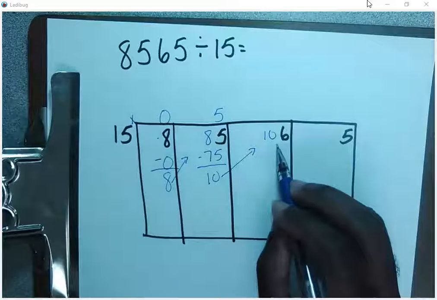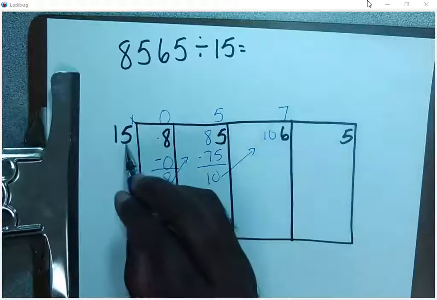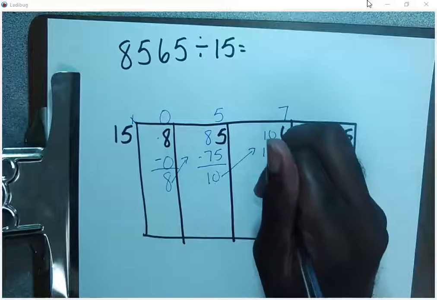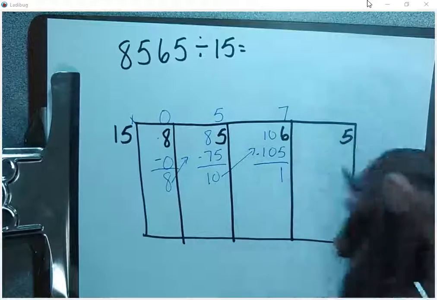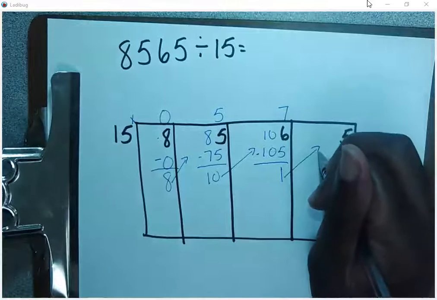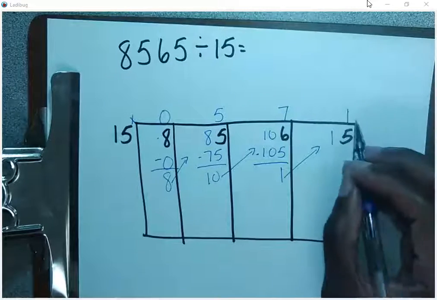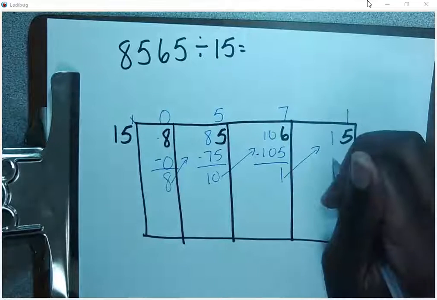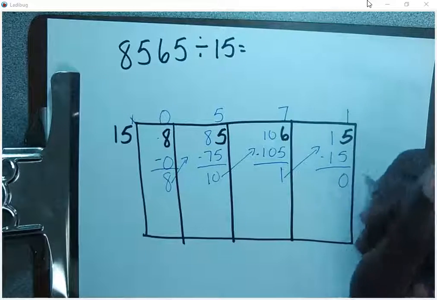15 can fit into 106 7 times. 7 times 15 gives me 105. I subtract, I get 1. I bring that 1 over. 15 can go into 15 one whole time. 1 times 15, of course, is 15. I subtract, I have nothing left.